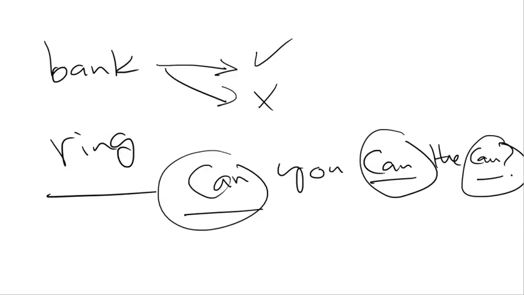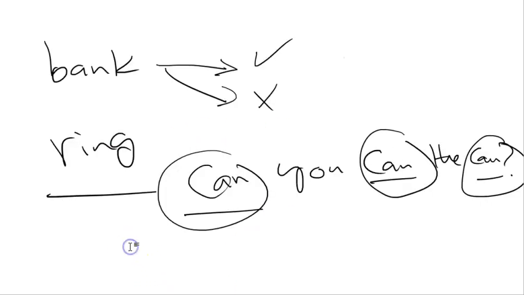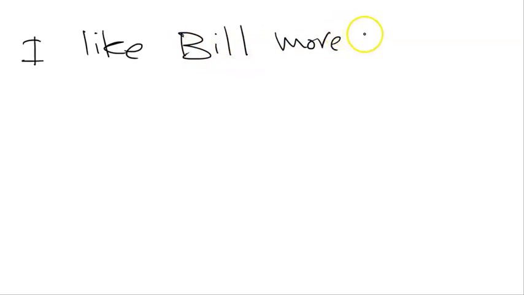Now, the other type of ambiguity is structural ambiguity, and it appears in the grammatical analysis of a sentence or of a phrase, or sometimes because of the punctuation marks. Some examples are very famous in English, like when we say, I like Bill more than Mary. Okay, this sentence indicates more than one meaning. It indicates that I like Bill more than Mary likes Bill. This is the first meaning. And the other meaning is that I like Bill more than I like Mary. Now who decides which meaning is the right one?